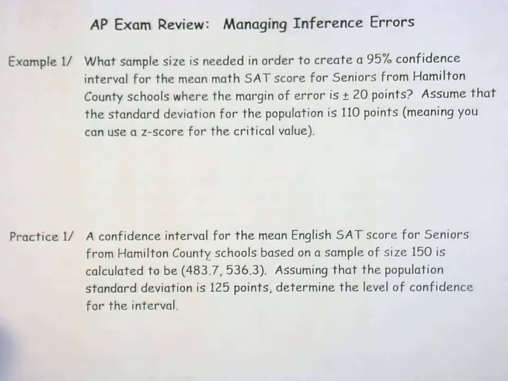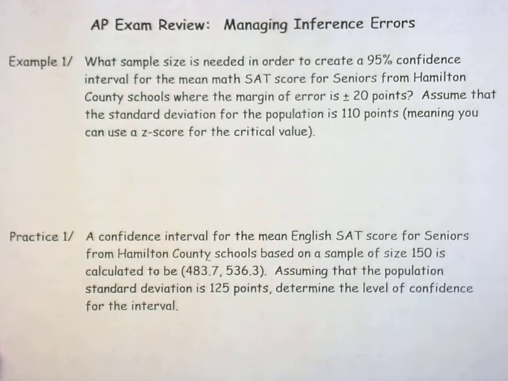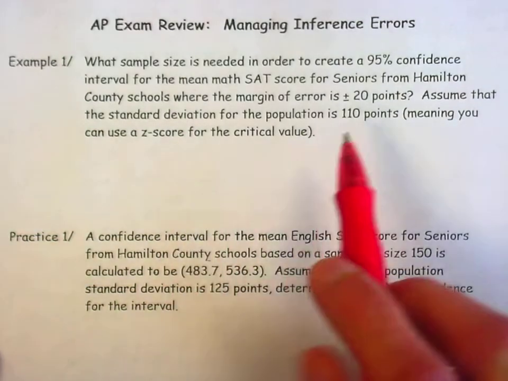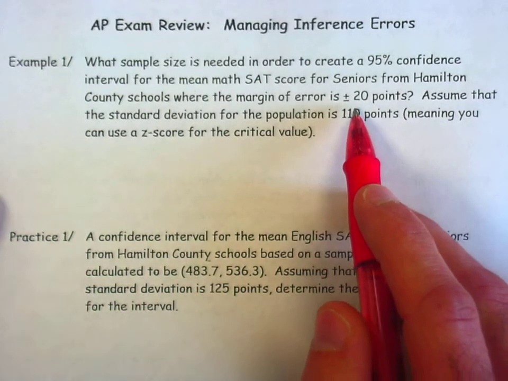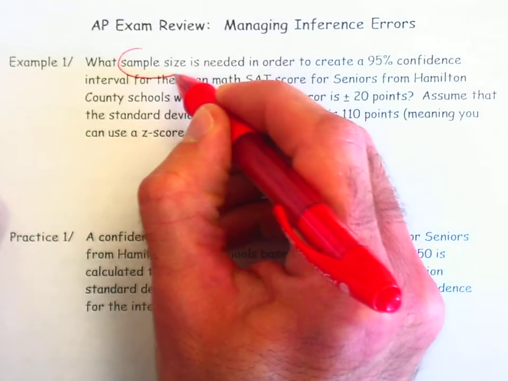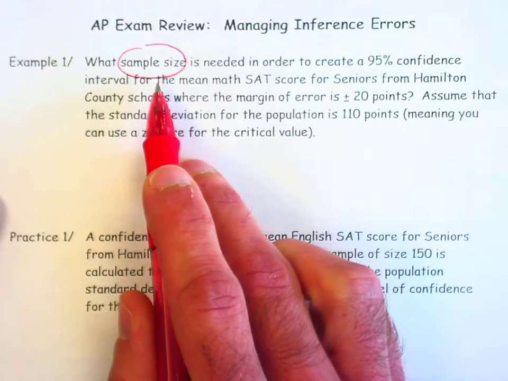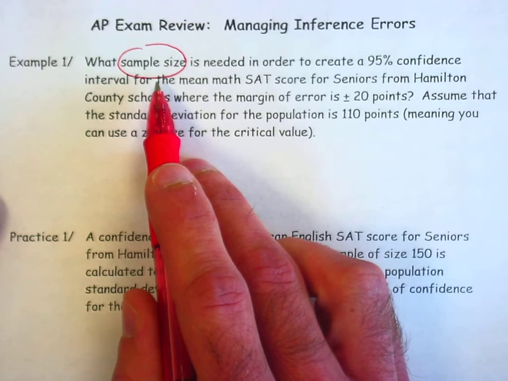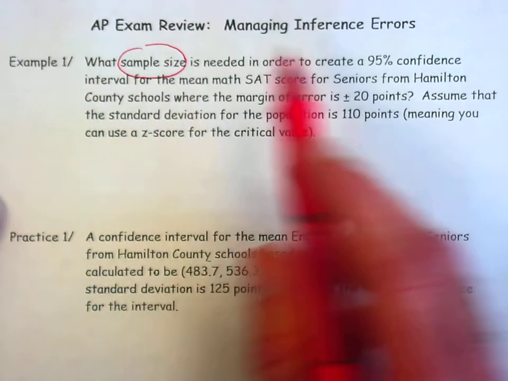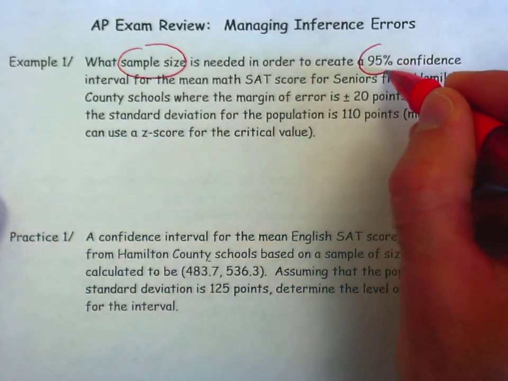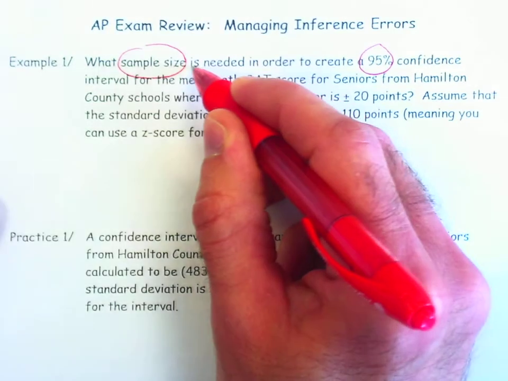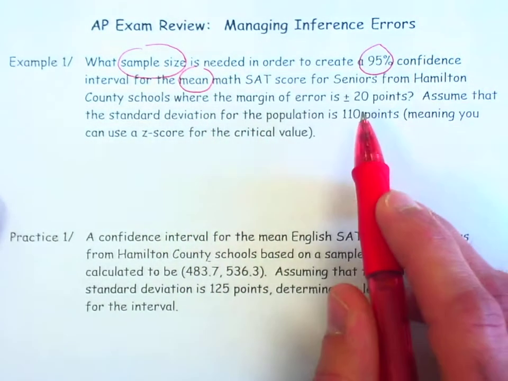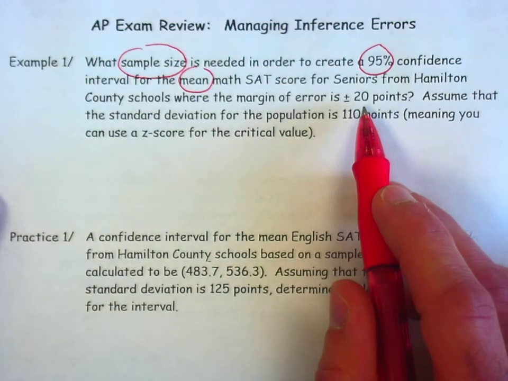Hi there. Here's example 1 from the Managing Inference Errors review. So we are interested in finding a sample size. Understand, we haven't actually done the sampling yet. So we need to find the size used to make a 95% confidence interval for a mean. And I want a margin of error of 20 points.